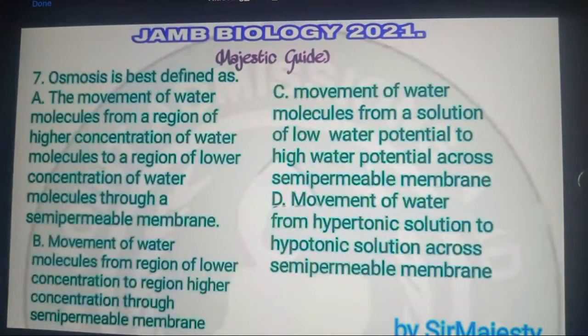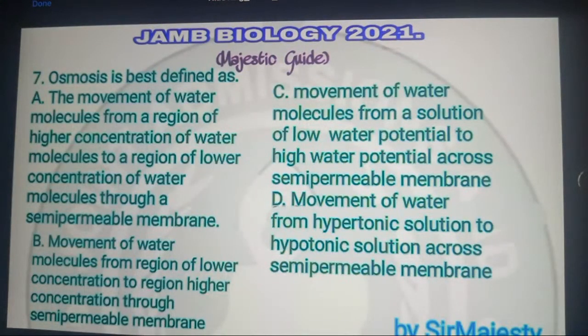Then here we need to lay more emphasis. Question number 7 says osmosis is best defined as A, the movement of water molecules from a region of higher concentration of water molecules to a region of lower concentration of water molecules through a semi-permeable membrane. B says movement of water molecules. Just watch the options here.